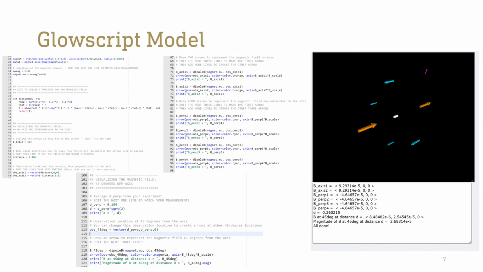The results of this lab were modeled using GlowScript, a Python framework. Some assumptions were made to describe the physical phenomena. The bar magnet was assumed to be a perfect magnetic dipole, and its behavior was modeled using the function for such a theoretical model. The magnetic field around the bar magnet was then plotted, which shows that the direction of the magnetic field is consistent with the experimental values. Finally, the magnitude of the magnetic field was measured at a point 45 degrees from the bar magnet, which was measured to be 2.68 times 10 to the negative 5.